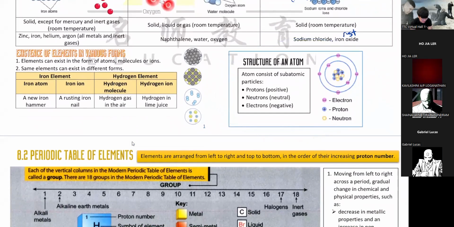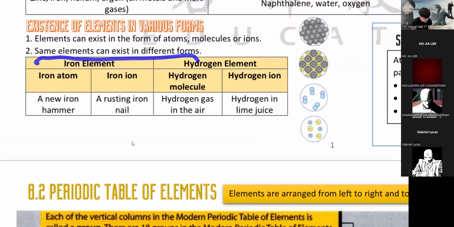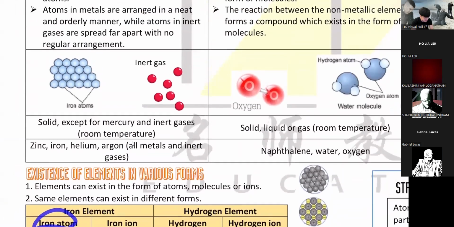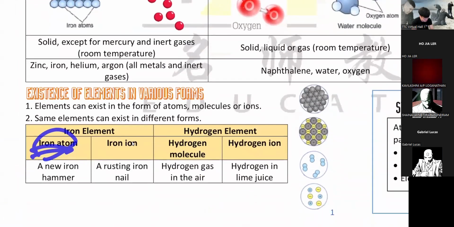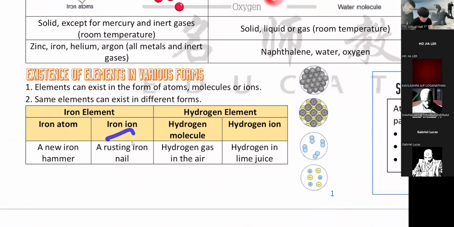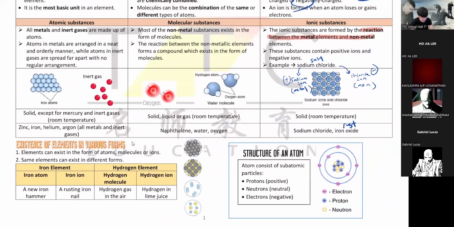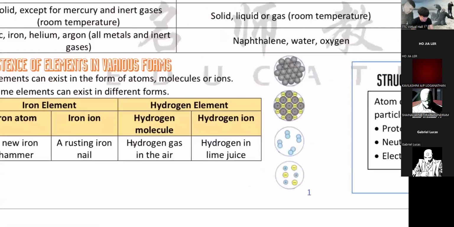Inside an atom, you have electron, which is negative, proton, which is positive, and neutron, which has no charge. You learned this in Form 1. For the love of God, please don't tell me you don't know this, unforgivable. Right, so the same element can exist in different forms. Like an iron atom is a metal, so you have a new iron hammer. When iron marries a non-metal, it becomes rust.